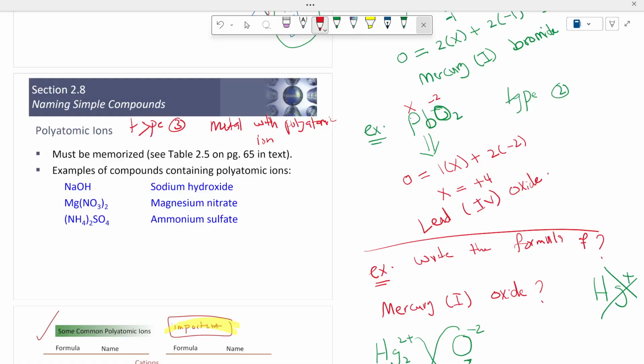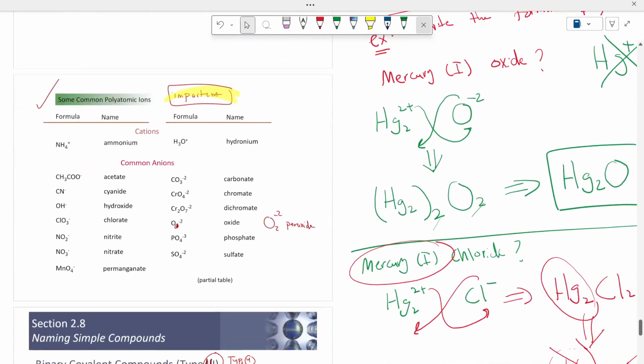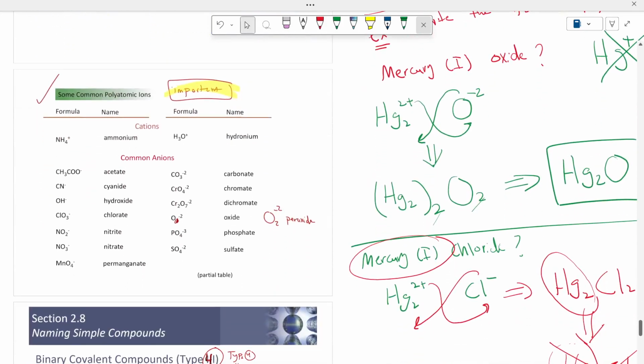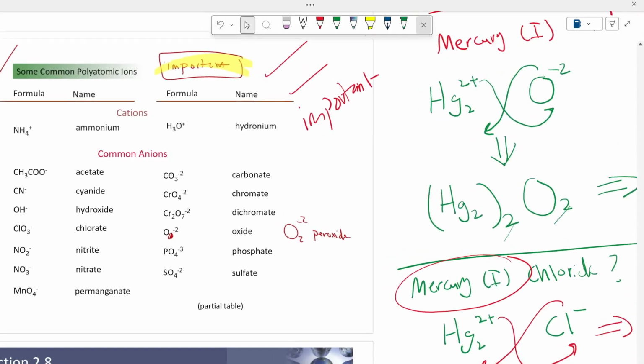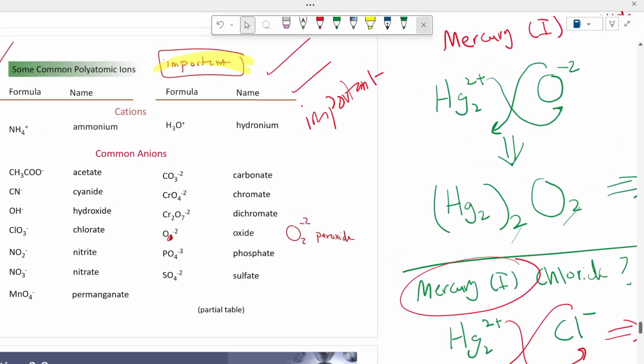Actually, there is no way to explain the names of these polyatomic ions. So you should memorize them from this table. This is a very, very important table. You should memorize all polyatomic ions listed in the table. You should memorize everything: the formula, the name, and the charge.